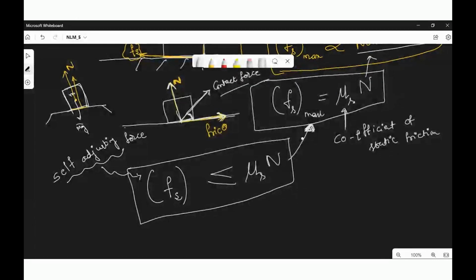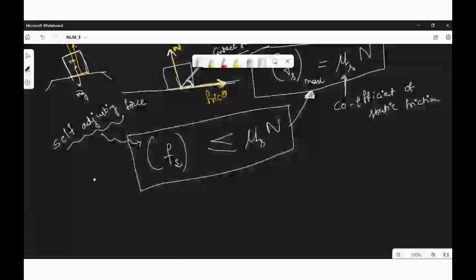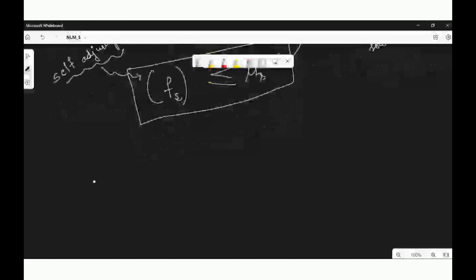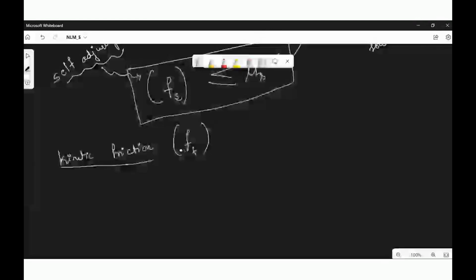Now when the applied force increases beyond your Fs max, the object will start moving, and in that case the friction that exists between the object that is sliding or rolling, we call kinetic friction, Fk. Again the same rule applies. I think you can write the definition on your own.